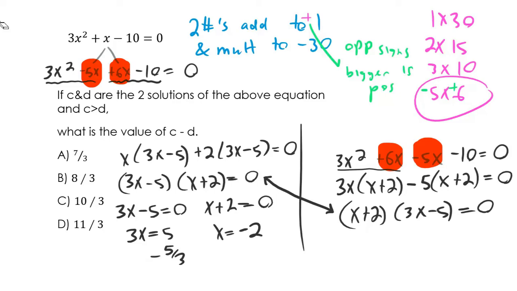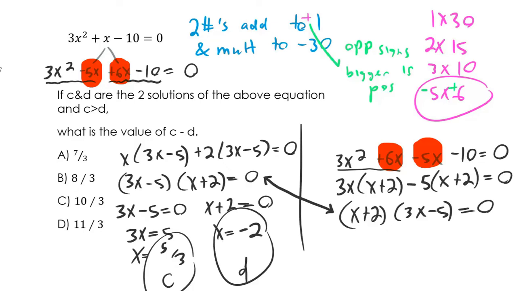So the wording of the question said that the bigger of these two numbers is the one that we'll call C. And the smaller one is the one we'll call D. The negative 2 is smaller because it's negative, even if 2 were a bigger number, still because it's negative, we consider that the smaller one.